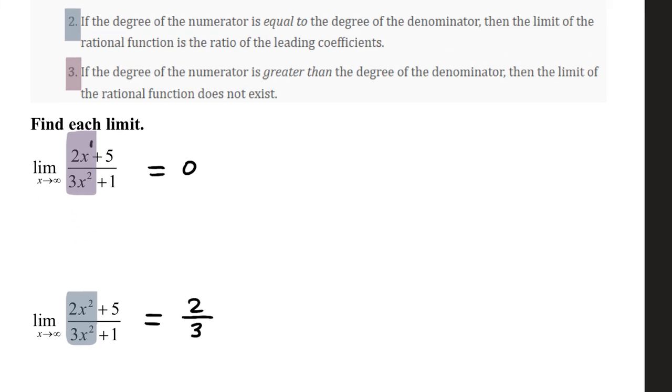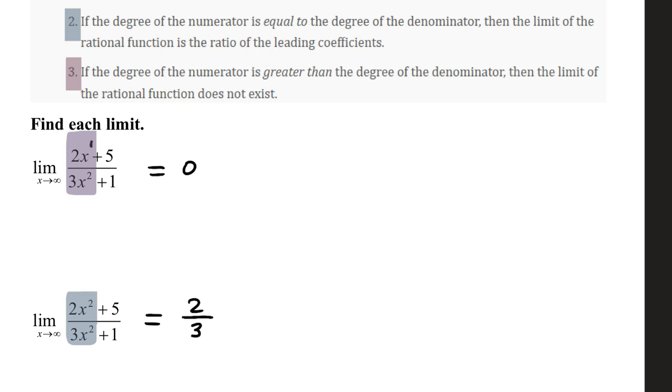Number two, if the degree of the numerator is equal to the degree of the denominator, then the limit of the rational function is the ratio of the leading coefficients. All I did in number two was move the power of x in the top from 1 to 2, making those degrees equal. As x goes to positive infinity, these constants of 5 and 1 will not matter that much. You want to look for your dominant terms. If they're the same power or degree, then you take their lead coefficient. So this would have a limit of 2/3.